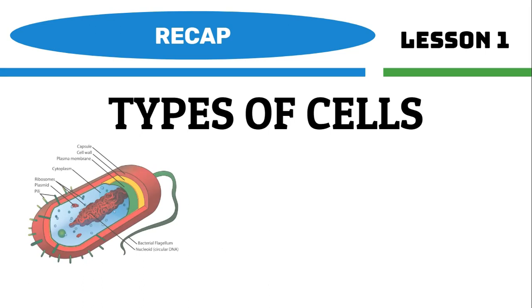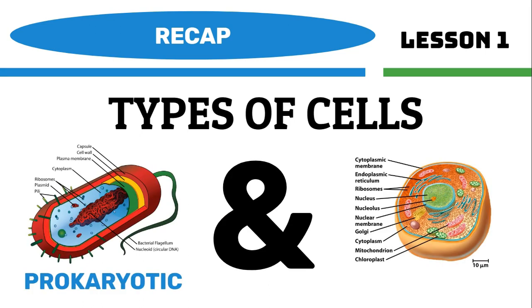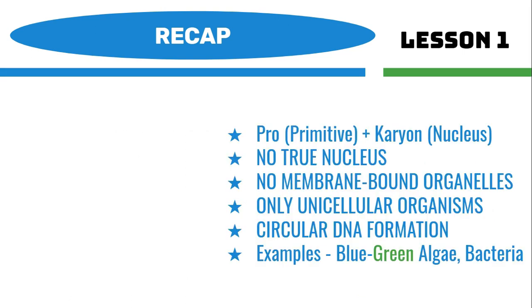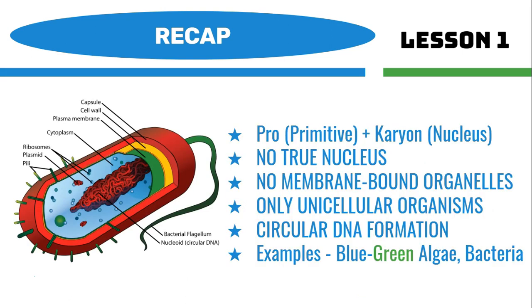So there's two main types of cells that we're going to be looking at: prokaryotic cells and eukaryotic cells. Prokaryotic cells are called prokaryotic because they have a primitive nucleus. They don't have a true nucleus. It's just a vast area called a nucleoid. It doesn't have true membrane-bound organelles, and typically it's only seen in unicellular organisms.